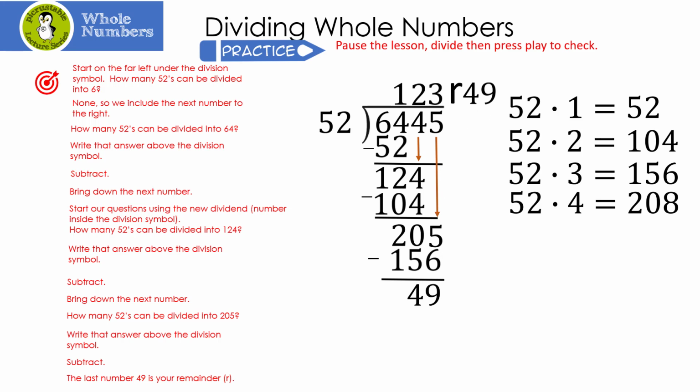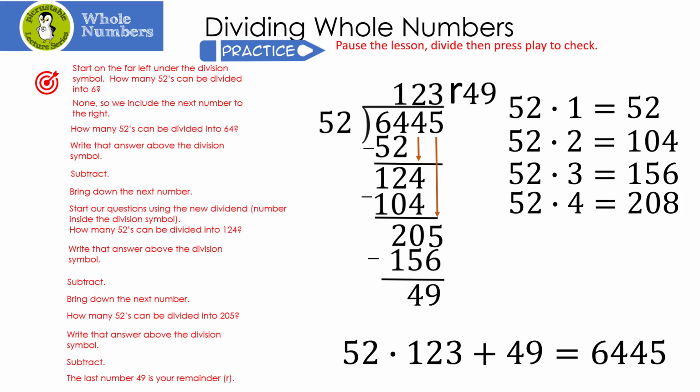Let's check. 52 times 123 plus our remainder 49 gives us 6,445. Awesome! Remember, 52 is the divisor, 123 is the quotient, 49 is our remainder, and then finally 645 is our dividend.